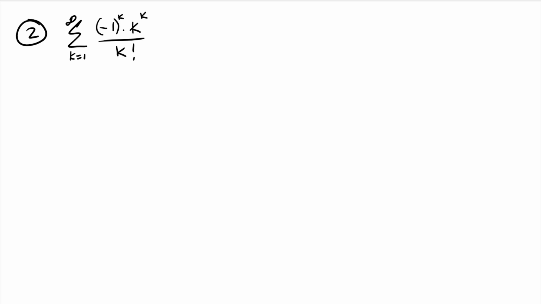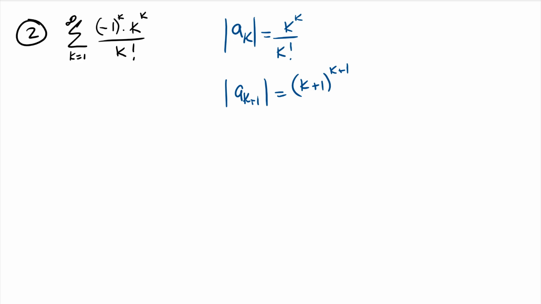Oh, let's check it out. So we've got to find our a sub k, but let's do it this way. Let's call it the absolute value, which means just lose the negative 1. And then we're going to find our a sub k plus 1, which is going to be k plus 1 raised to the k plus 1, all over k plus 1 factorial. Yeah, buddy. Let's go. We got this. This isn't that big of a deal. We can knock this one out.